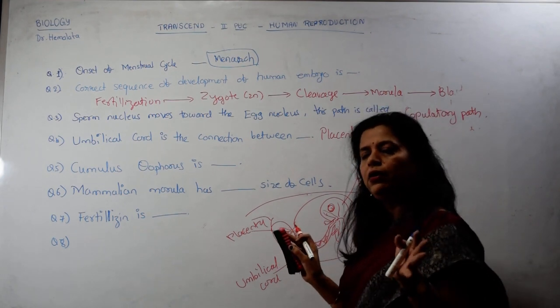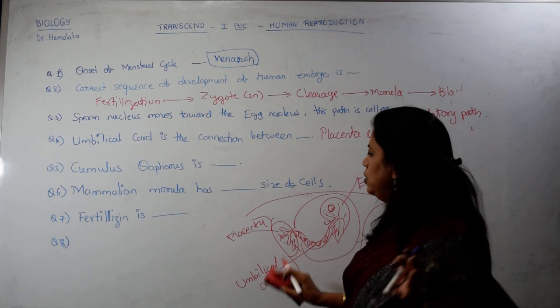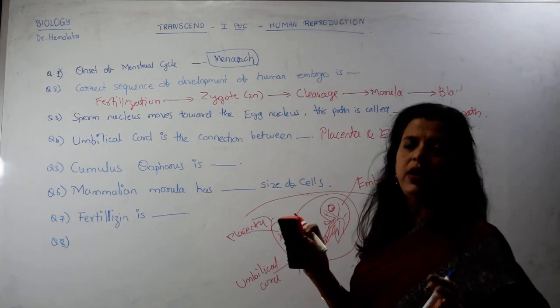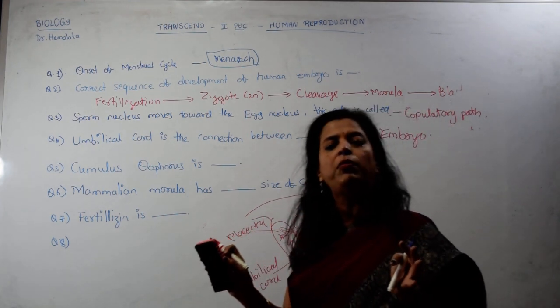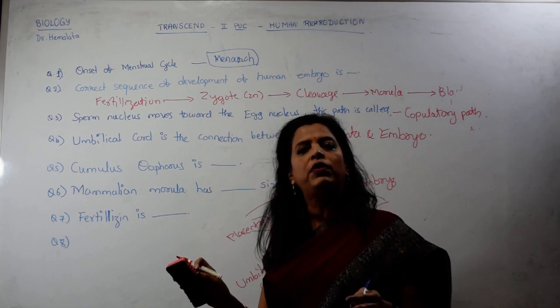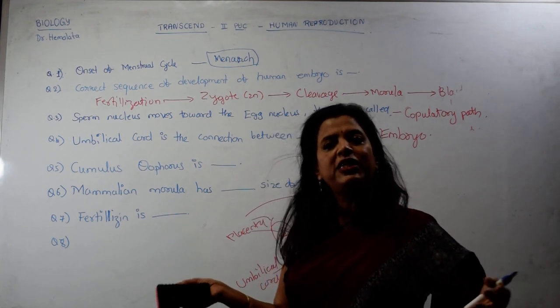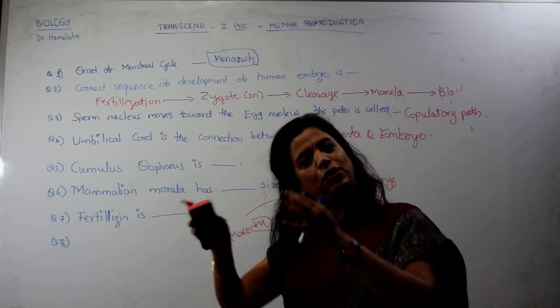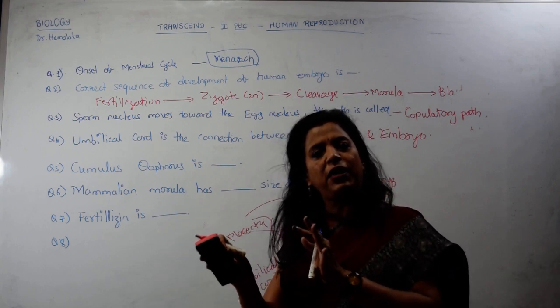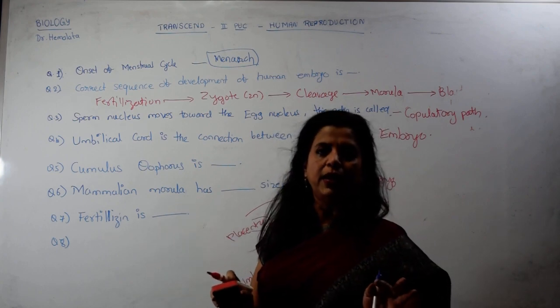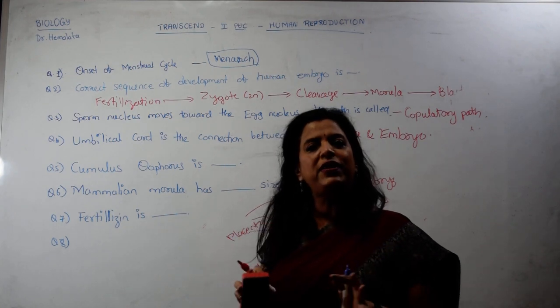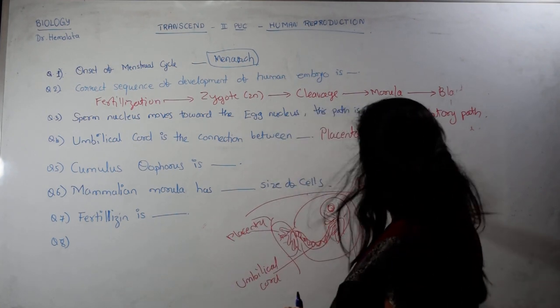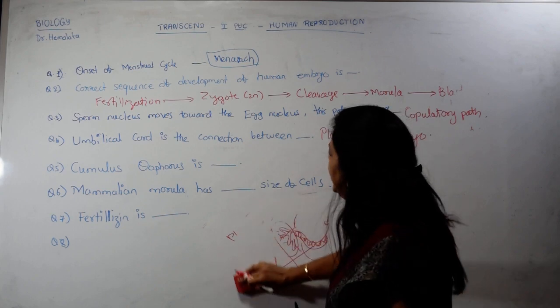Whenever you start writing or understanding human reproduction, this picture should come to you, right? Why I am drawing everything in pictorial form is because a picture is worth 1,000 words. Otherwise, however much I explain, you will not understand unless I draw and show that this is the umbilical cord, this is the embryo, this is the placenta. Once you see the diagram, it becomes very simple for you. Okay? Now, let us move on to the next question.